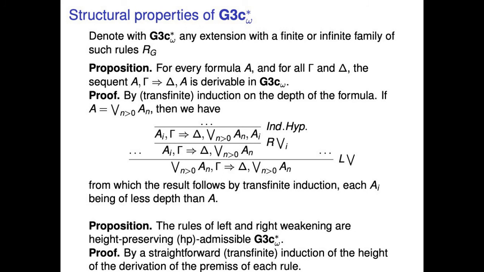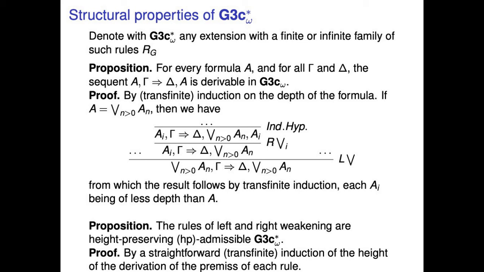The path to show the structural properties of this calculus for infinitary logic extended with geometric rules is the same as the one for the G3C calculus, with the difference that now, instead of ordinary induction, we have transfinite induction. So all the properties are proved by transfinite induction, but with a similar structure of the demonstrative argument as we have for G3C.